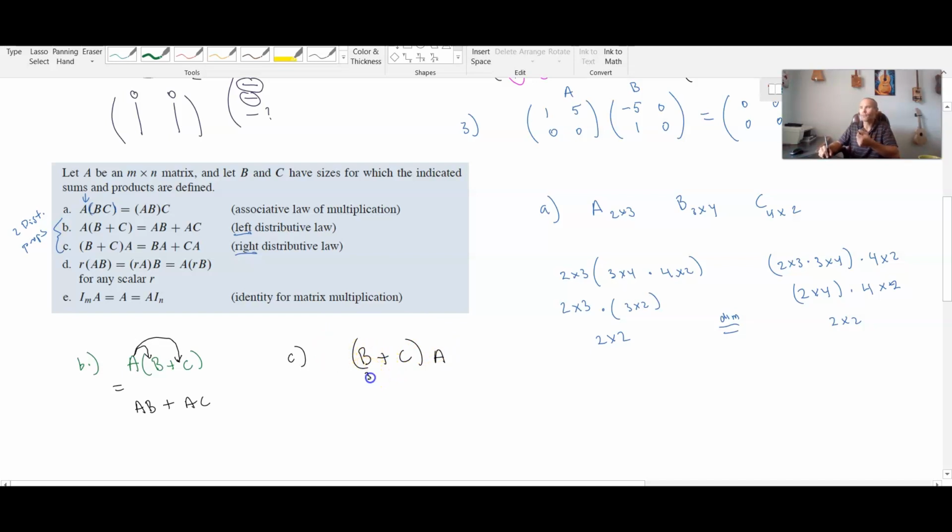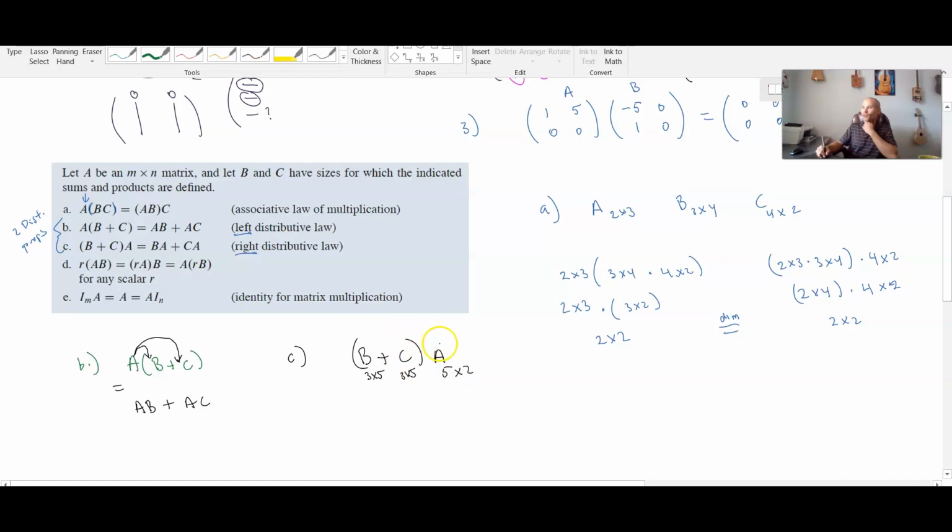If B and C are both, say, 3 by 5, therefore A would have to be 5 by something. We'll say 5 by 2. Now if I moved A in the front, I'm going to get an inside dimensional mismatch because the 3 and the 2 are not going to be equal; there's not going to be an equal number of columns and rows.